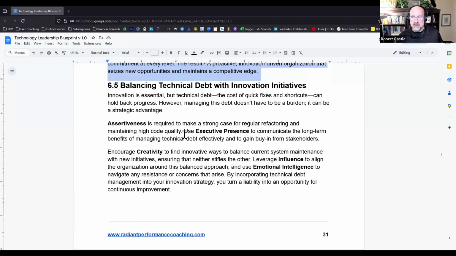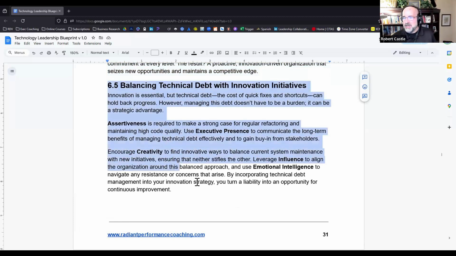What about applying these leadership skills to balancing technical debt with innovation initiatives? Innovation is essential, but technical debt, the cost of quick fixes and shortcuts, can hold back progress. However, managing this debt doesn't have to be a burden, it can be a strategic advantage.